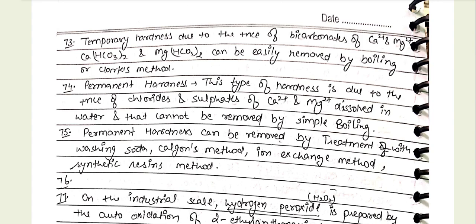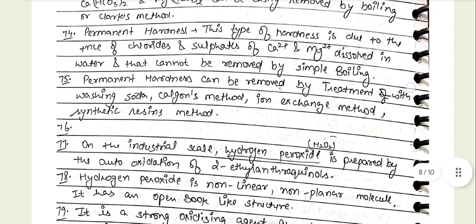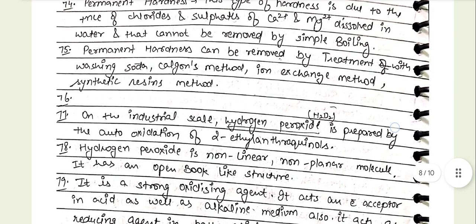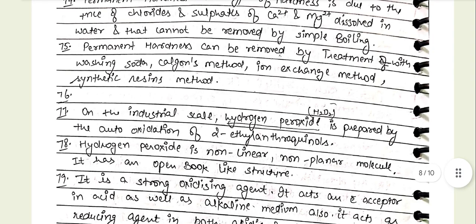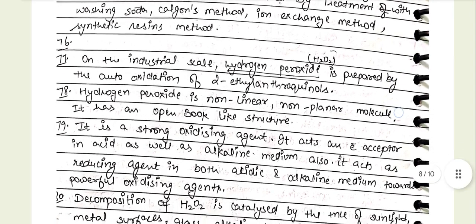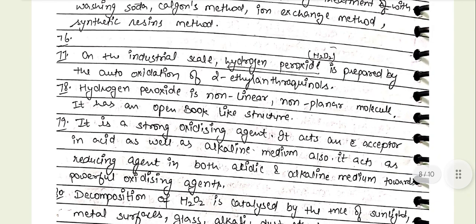Permanent hardness. This type of hardness is due to the presence of chlorides and sulfates of calcium and magnesium dissolved in water that cannot be removed by simple boiling. Permanent hardness can be removed by treatment with washing soda, Calgon's method, ion exchange method, synthetic resins method.